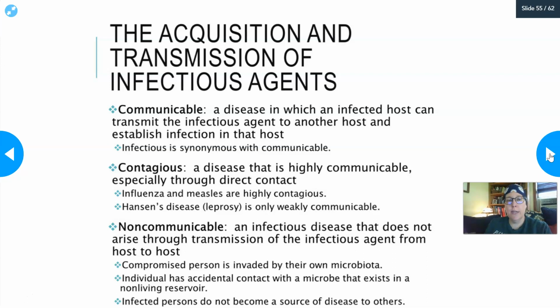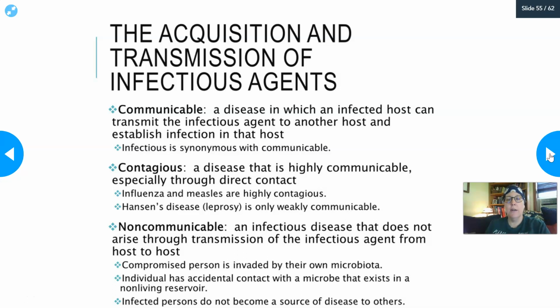So acquisition and transmission of infectious agents: how do we get sick with these? A disease that's communicable is a disease in which an infected host can transmit the infectious agent to another host and establish the infection in that host. Infectious is synonymous with communicable, so it can be communicated or spread from person to person. The flu, influenza, is a communicable disease.